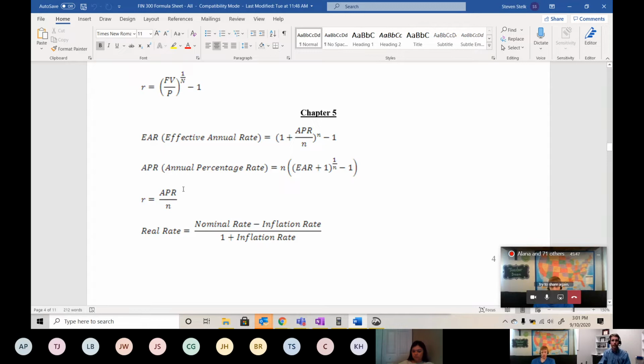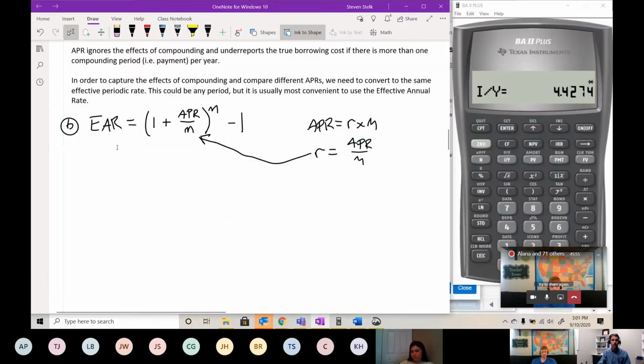That's why in my notes I'm recording this as M, as in Mike, and on the formula sheet it's N, and I don't like that they use N for those. Okay, so let's plug in. We're still working the same homework problem where the APR is 6.3% with monthly compounding. So let's plug that into our EAR formula.